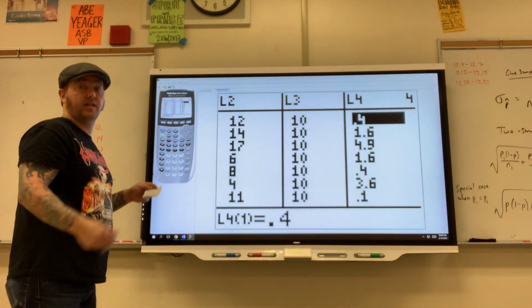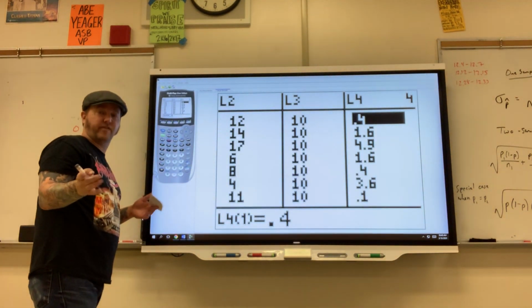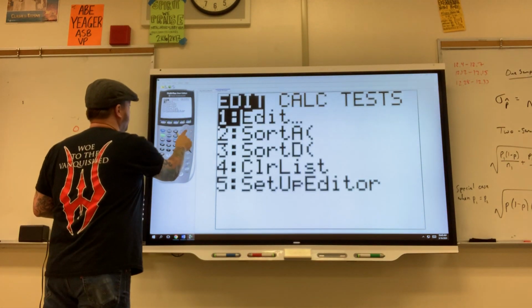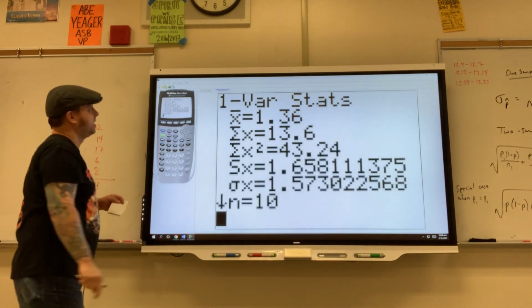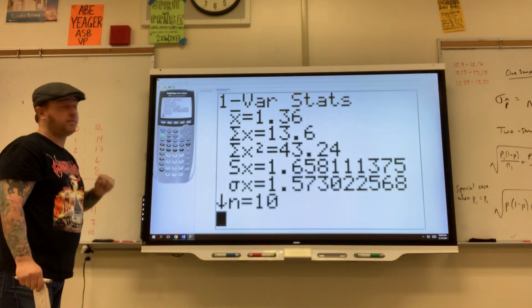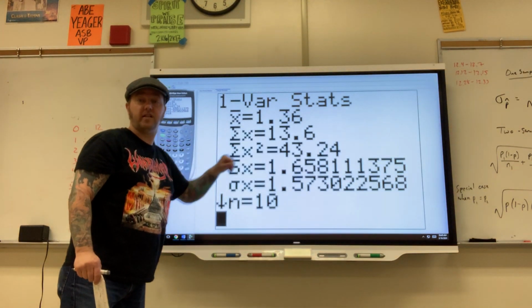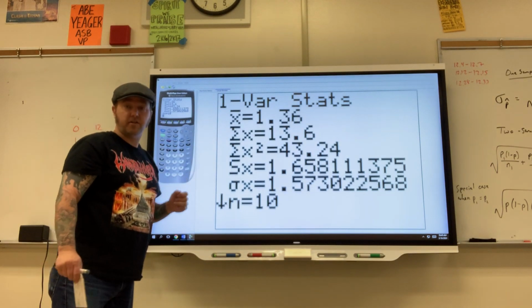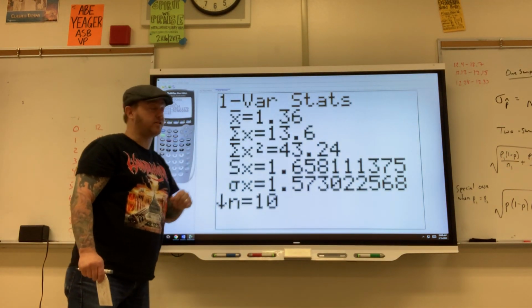Now, let's add all these up. How do we do that? We could run one variable stats, that'll work, sure. Run one variable stats on L4. And the sum is right there, 13.6. So that's our chi-square statistic. The sum of observed minus expected squared over expected is 13.6.